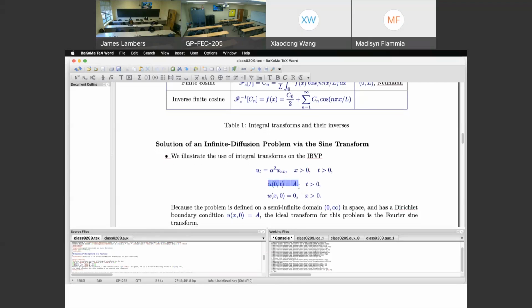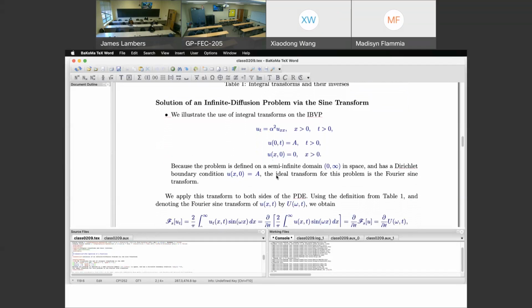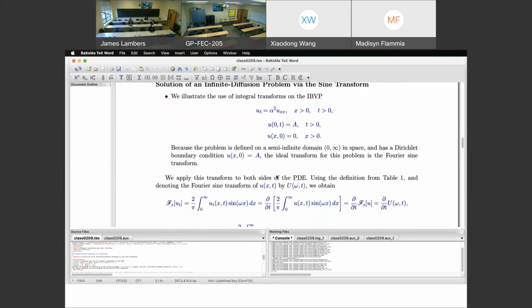So based on the boundary condition and this semi-infinite domain, it's clear that you should use a Fourier sine transform. The Fourier sine transform needs to be applied to the PDE and also to the initial condition to obtain a new problem that's going to be an ODE in t that depends on the parameter omega. So here's how we apply the transform. I apply it to both sides. I transform du dt, and then after that I'll transform alpha squared uxx.